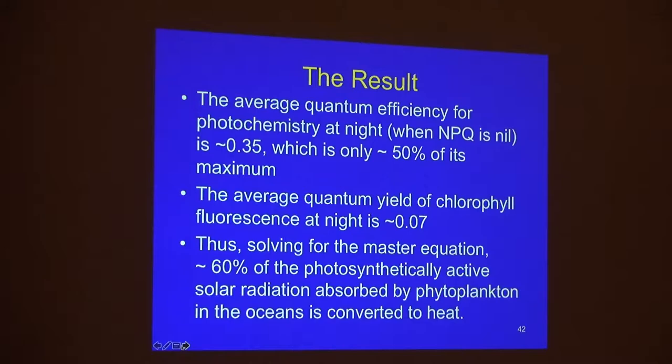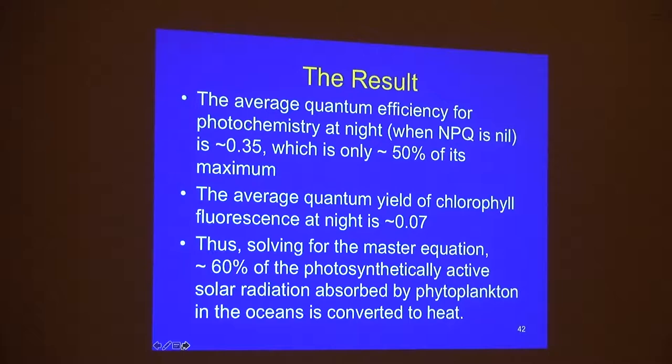The average quantum efficiencies for photochemistry based on the variable fluorescence, Fv over Fm, for the ocean is 0.35, 35%. It's not 60%, it's only 35%. So I have 1 minus 0.35 plus 0.07, minus 1 minus this, is equal to the thermal heat. Approximately 60% of the absorbed photons in the ocean are just going to be burned up as heat. Amazing. The ocean is really inefficient.